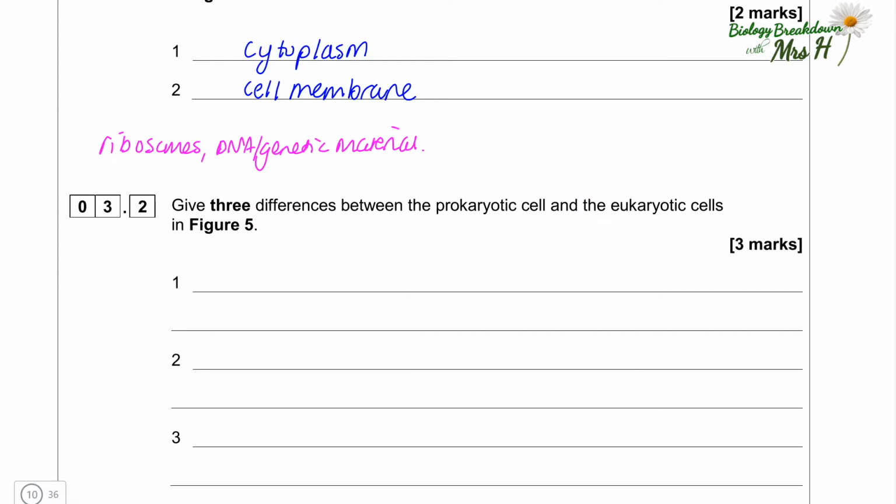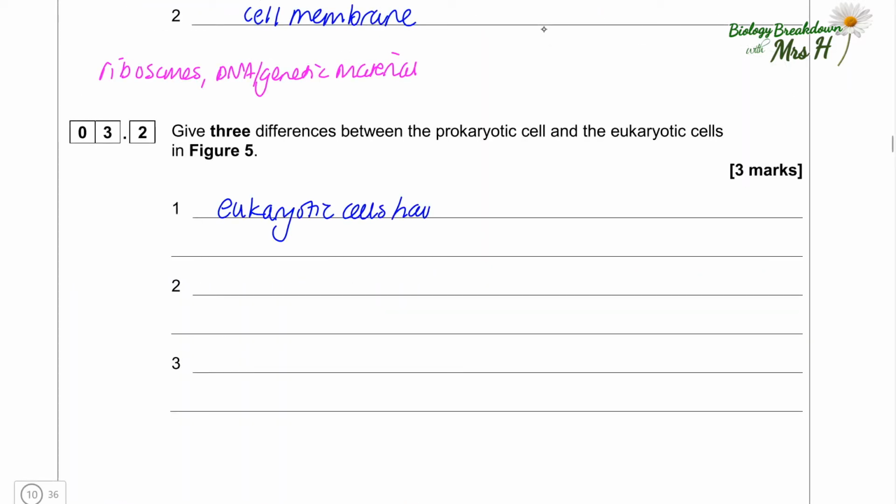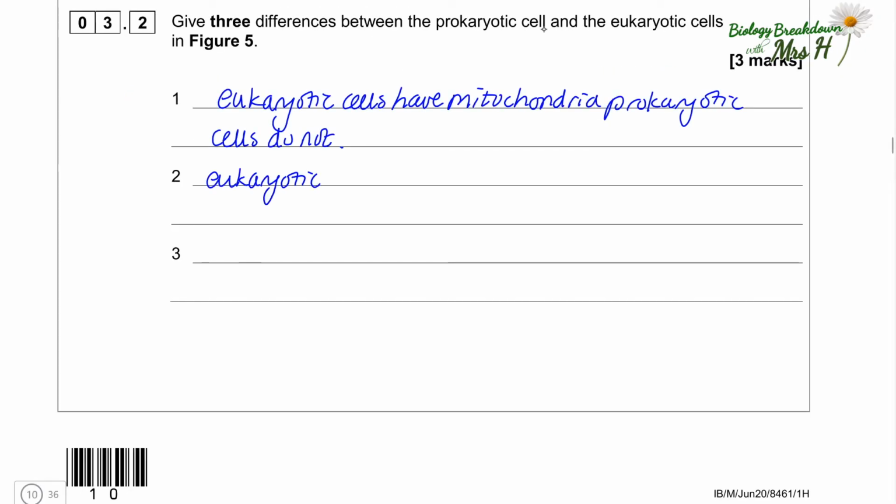Give 3 differences between the prokaryotic cell and the eukaryotic cells in figure 5. The question is asking you 3 differences between the prokaryotic cell and the eukaryotic cells. So you can't use cell wall in your answer because the eukaryotic animal cell doesn't have a cell wall. So it needs to be differences between the prokaryotic cell and both eukaryotic cells together. For example, eukaryotic cells have mitochondria and prokaryotic cells don't. Both the animal and the plant cell have the mitochondria. Should have gone with this one first, really. Eukaryotic cells have a nucleus. Yeah, both the animal and the plant eukaryotic cell, of course, they have a nucleus.